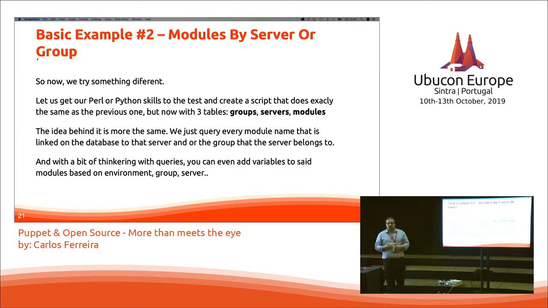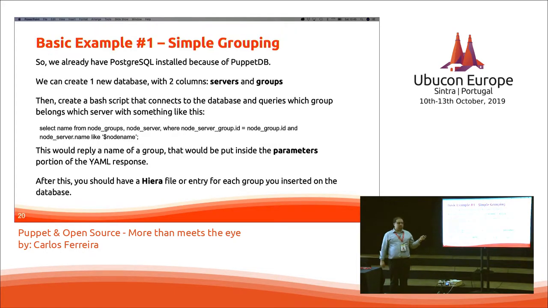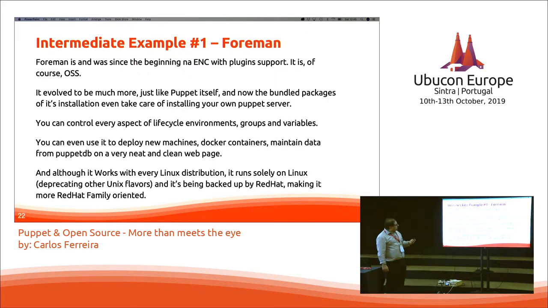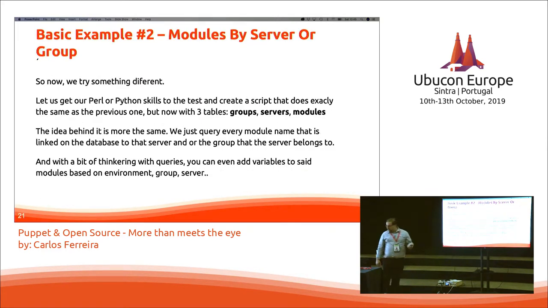So on a, I don't know, 20 module setup, you'll pass from 20 seconds to about 4 seconds generating a catalog with this, which is way faster than Hiera, which takes about 42 seconds. Yes, I did the math on performance, and I'll show you why in the end. Oh, sorry. So, with a bit of tinkering, you can add queries. They can have variables on those modules of the group of the server.